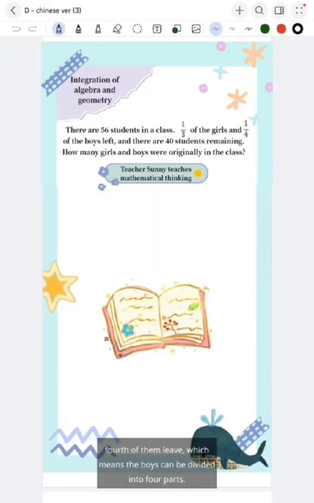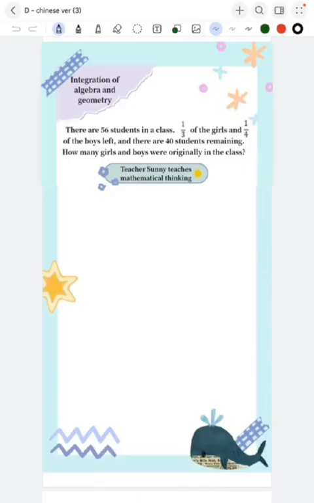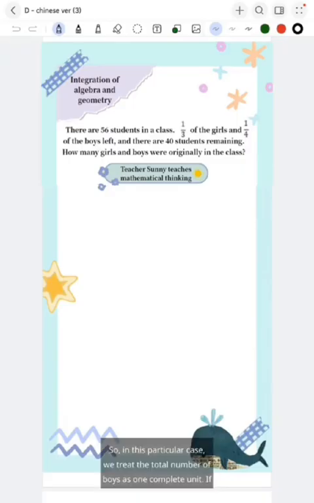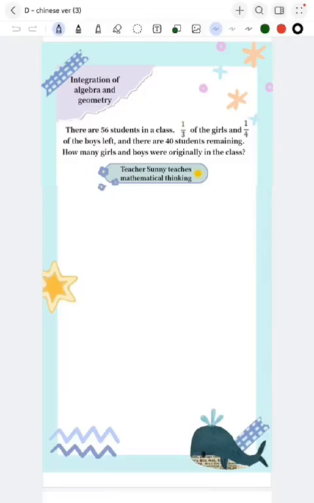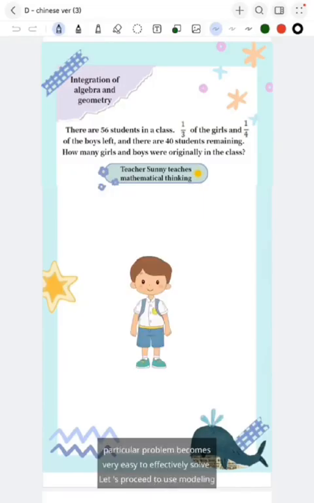As for the boys, 1/4 of them leave, which means the boys can be divided into four parts. We treat the total number of boys as one complete unit. If 1/4 leaves, that means out of the four original parts, one part is gone. Obviously, there are three parts of boys still left. Once you fully grasp the meaning of these parts, this problem becomes very easy to solve. Let's use modeling and draw it all out.